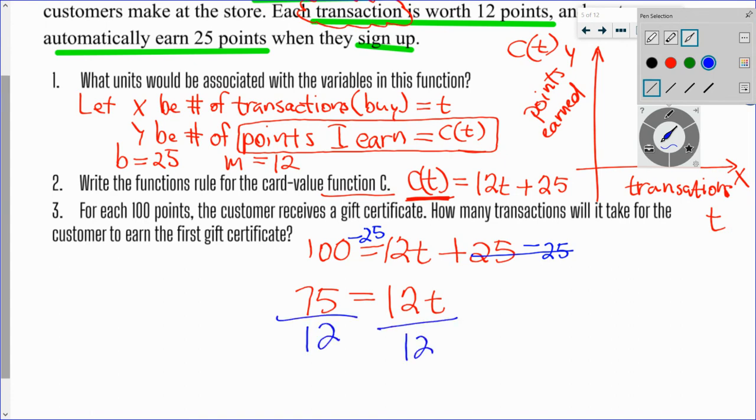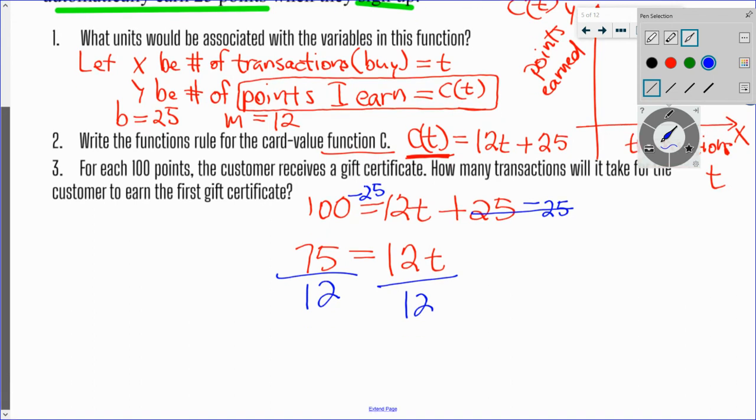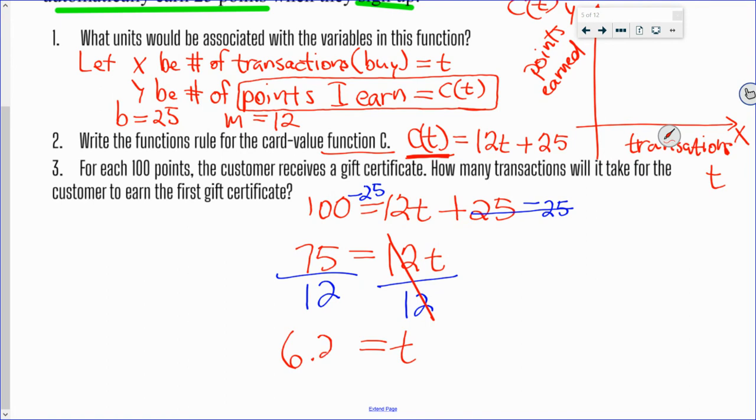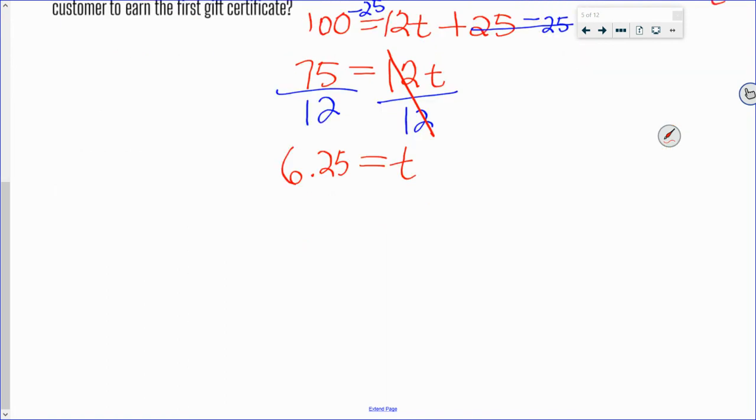Okay, so when I do that, what I get when I take 75 and I divide it by 12, 6.25. Okay, so check it out. Here's what I want you to fill in, a blank. Here's the question, okay? Here's the blank.